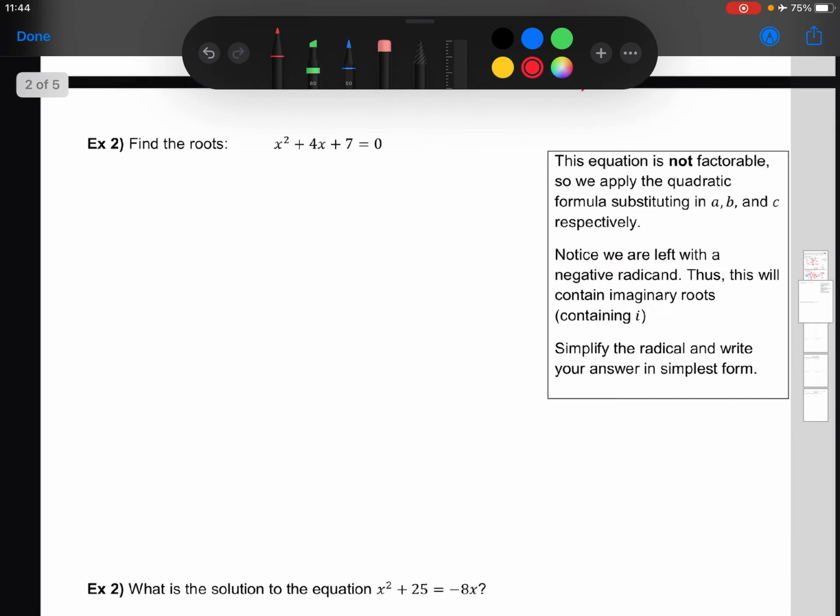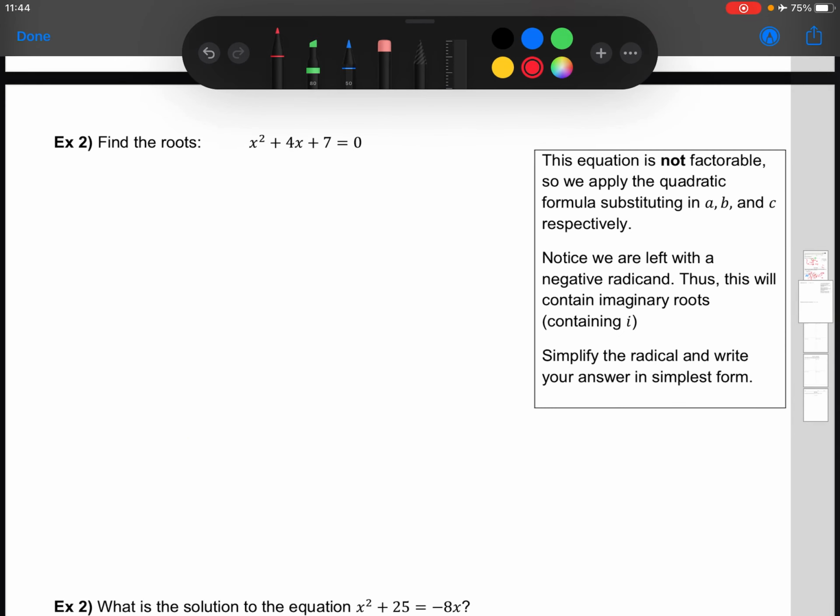Okay, so let's do more. Find the roots of this equation. Here in the box, I want to read it. This equation is not factorable, so we apply the quadratic formula, substituting a, b, and c respectively. Notice we are left with a negative radicand, thus this will contain imaginary roots. So it's actually telling you what you'll be getting for the question. I just wanted to read through it so you know ahead what you're anticipating from this question. Simplify the radical and write your answer in simplest form.